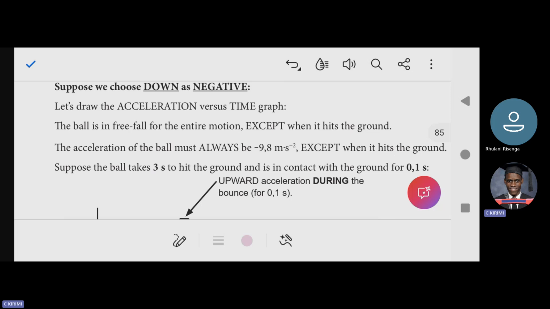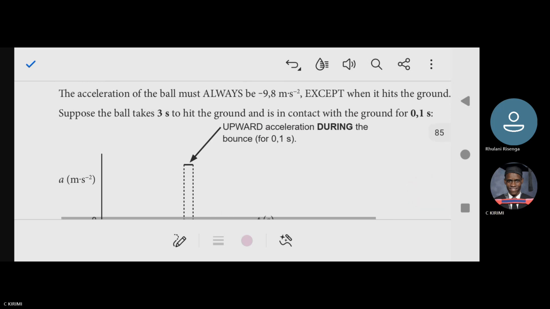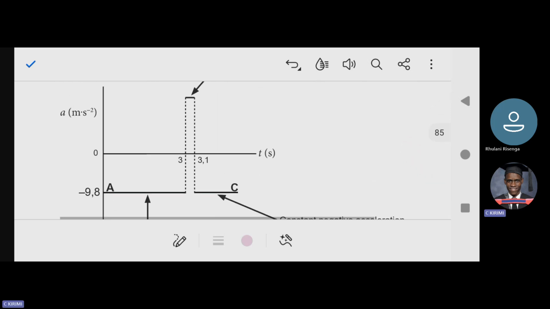The acceleration of the ball is always negative if it's in free fall, which means it's under the influence of gravity. So if acceleration is always negative, it's below the axis, which is 0. But when it hits the ground, it accelerates with a certain speed. Those dashed ones are telling you it's a bounce. Whenever you see those dotted ones, it's a bounce.